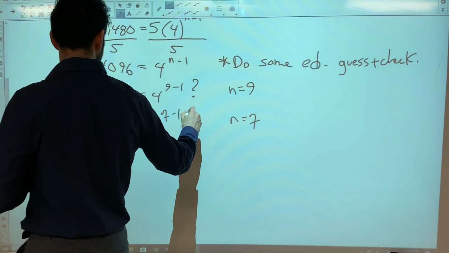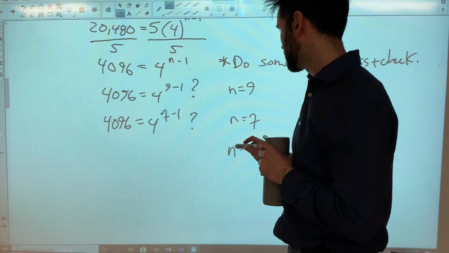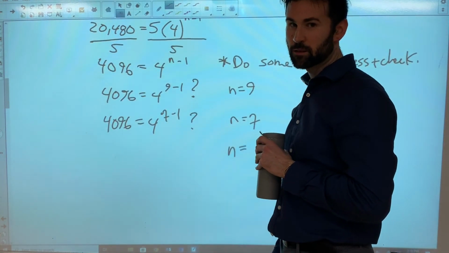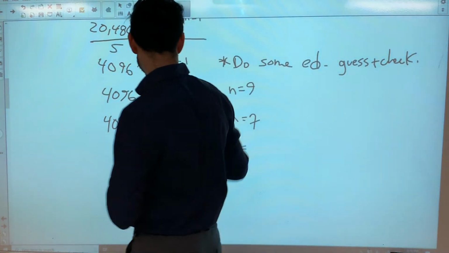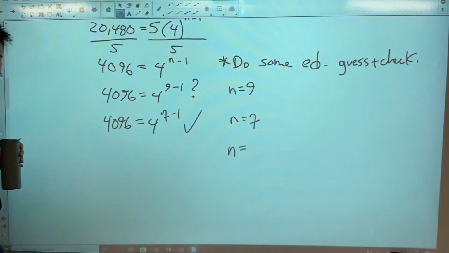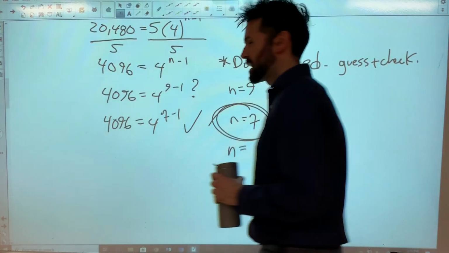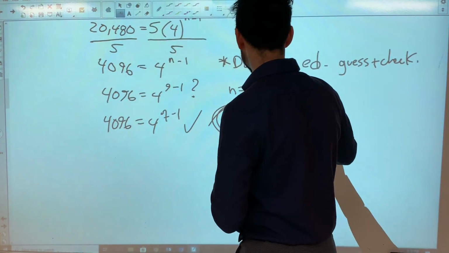4 to the power of 6. So it's 4 to the power of 7 minus 1, which is 4 to the power of 6. So 4 to the power of 6 is the answer or no? Yes, okay. So this works. Yes. So now be careful. It's 4 to the power of 6, but n is 7, right? So how many terms are there? There are 7 terms.